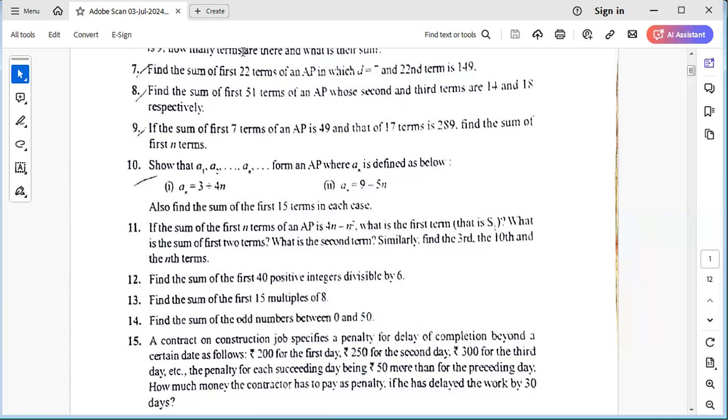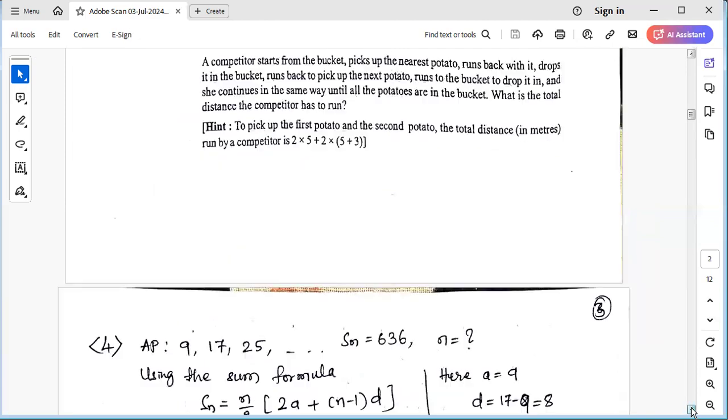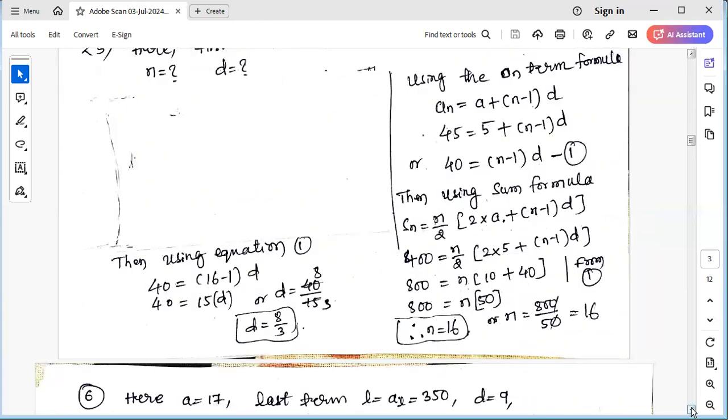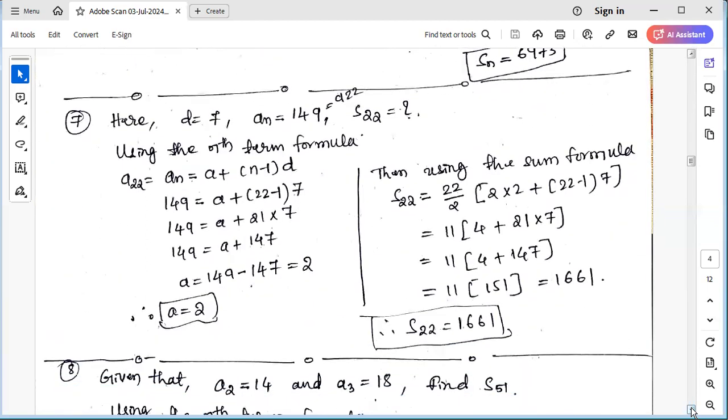So the problem number 7 is like this. Find the sum of first 22 terms of an AP in which d is 7 and 22nd term is 149. It is the problem 7.